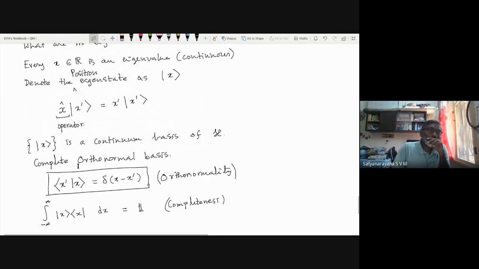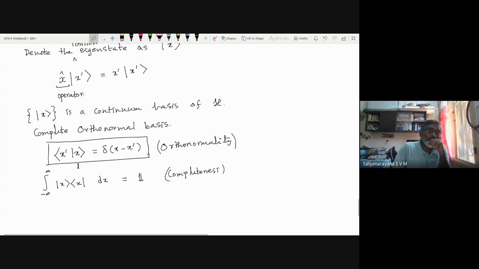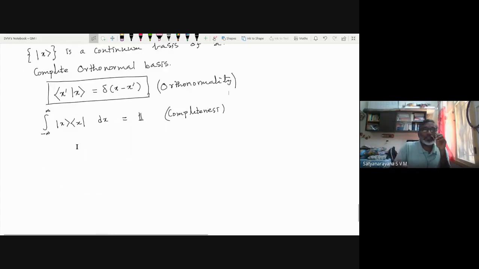So now, if we define this, we are ready to understand what is the connection between this ket vector, or a ket, and the wave function that we have been talking about so far. Now let's say that psi is a general element of H, a general element of the Hilbert space H. Now I can write this psi as identity operating on psi, because nothing will happen; identity is not doing anything.